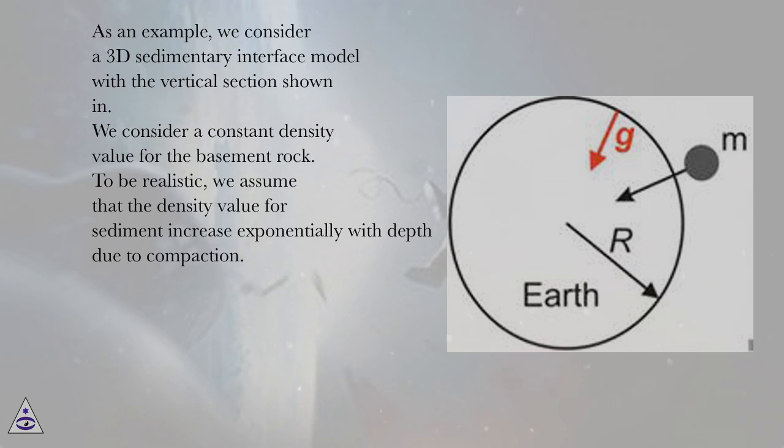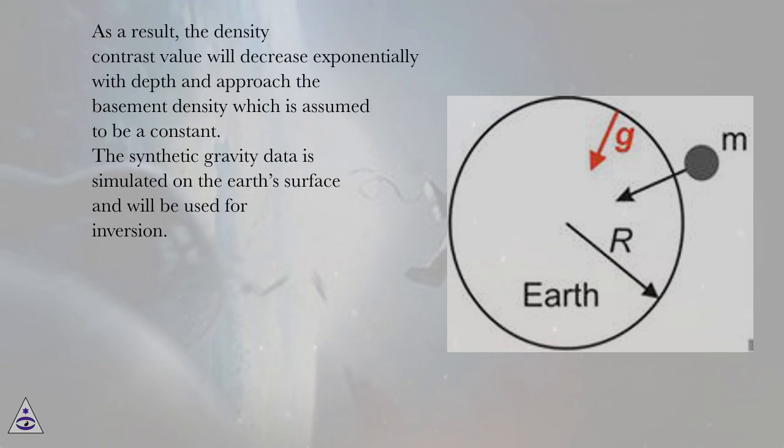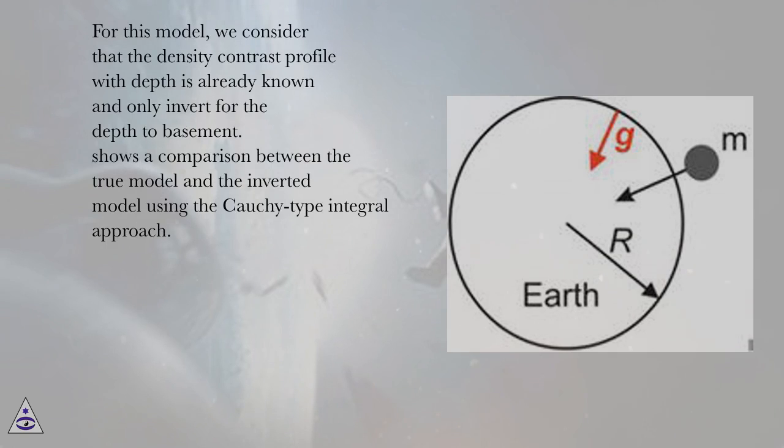To be realistic, we assume that the density value for sediment increases exponentially with depth due to compaction. As a result, the density contrast value will decrease exponentially with depth and approach the basement density, which is assumed to be a constant. The synthetic gravity data is simulated on the Earth's surface and will be used for inversion. For this model, we consider that the density contrast profile with depth is already known and only invert for the depth to basement. The figure shows a comparison between the true model and the inverted model using the Cauchy-type integral approach.